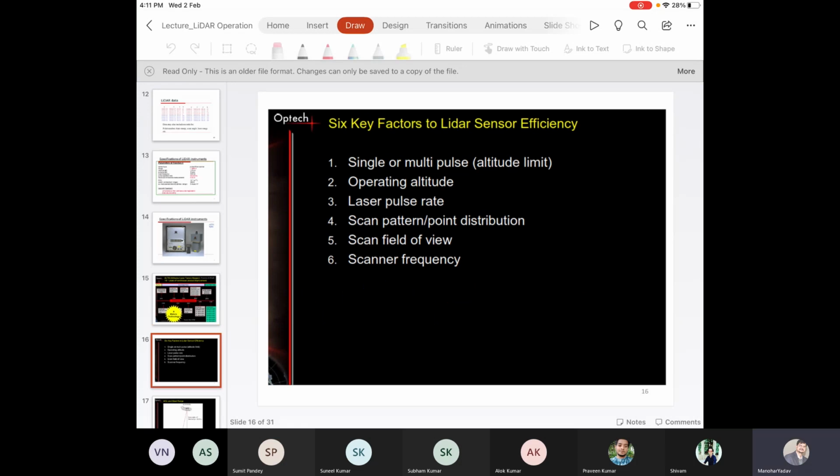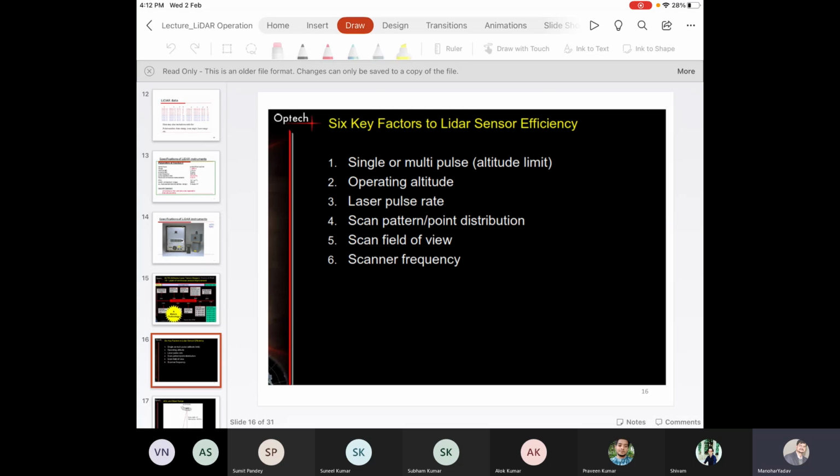And these are the key factors which are combined together while doing the analysis. And these are the sensor parameters. Okay. And they finally give us an idea about the quality of data that we obtain. So what is the sensor's altitude limit? Obviously this single and multi-pulse concept limits the flying height. Okay. Then what is the operating altitude? What is the pulse firing rate? At what rate are we generating the laser pulse? Then scan pattern and point distribution.